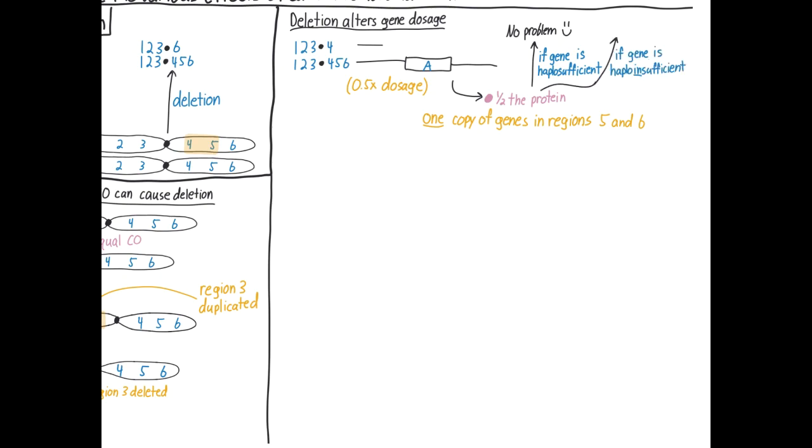But if a gene is haploinsufficient, then we've got problems, because there isn't enough protein to fulfill that gene's function, and we might see a mutant phenotype. Many human disorders are caused by the loss of one copy of a haploinsufficient gene. Here, try to answer the question, what would the consequence be of a homozygous deletion of a haplosufficient gene? I'll give you a moment to pause the video.